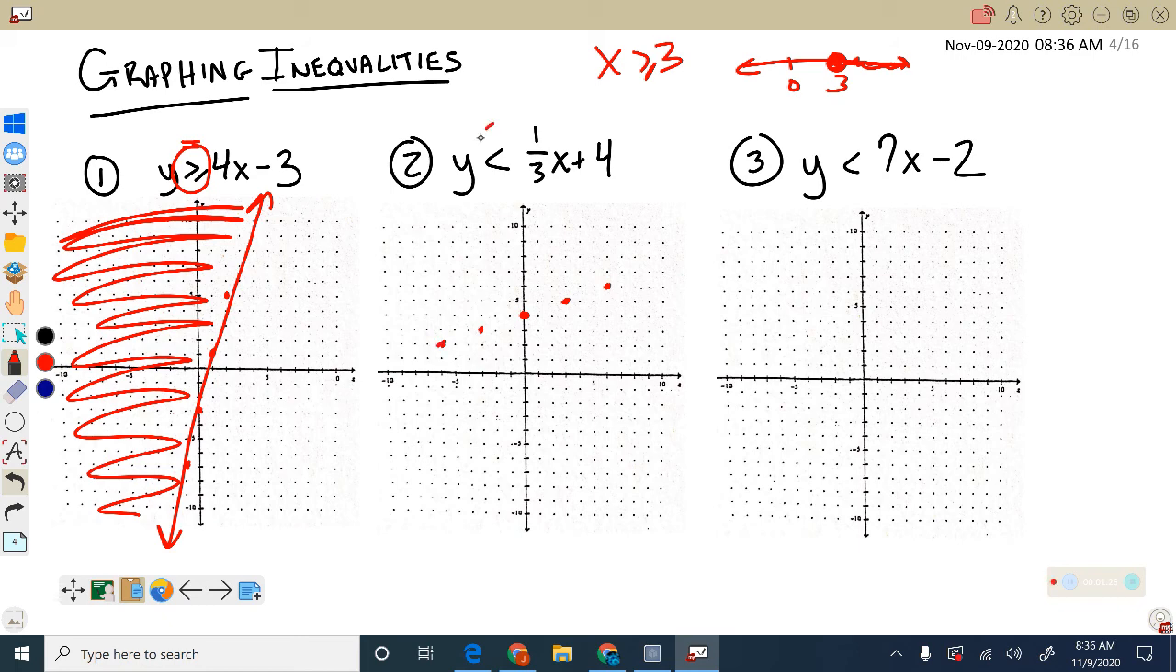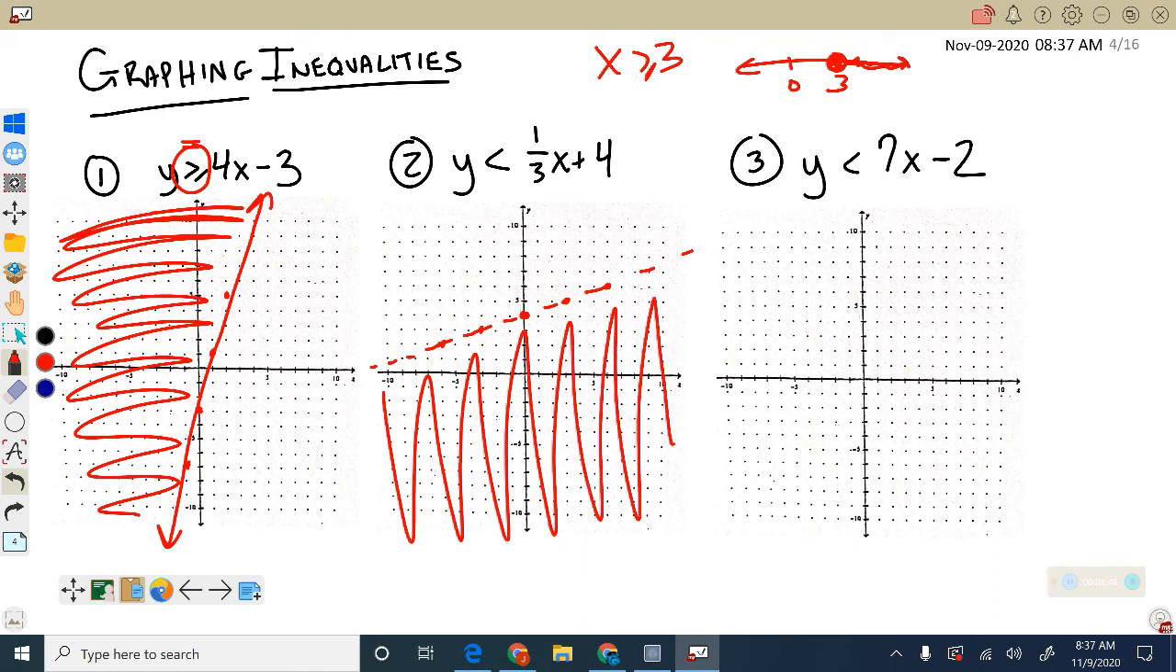Okay. This one though, notice we're less than. No equal to sign like we have in the first example. When you have just that, you have a dashed line instead of a solid line. Make that a little more dashed there. And because we are less than in this case, we are shading beneath the line. So there's your shading beneath my dashed line for number 2.